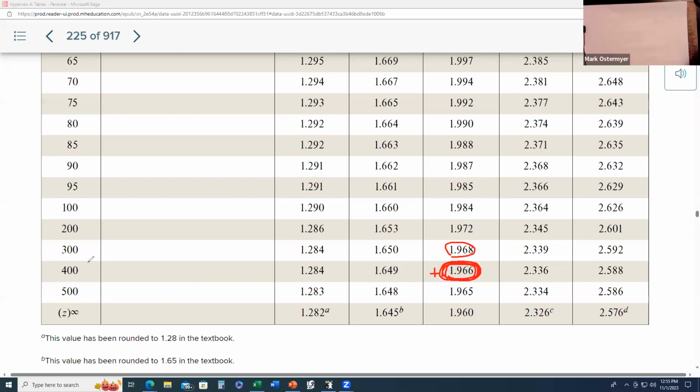Well, what are you going to do with that? Because our table only allows us for 300 degrees of freedom and 400, correct? So what are you going to do if it was 370? Well, by default, round it off to the nearest one. So 370, we'd round off to the 400. We would use the 1.966.